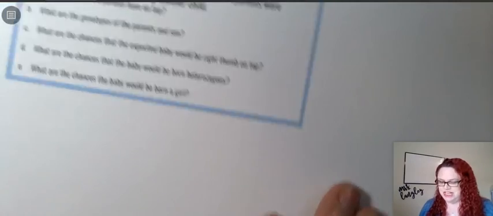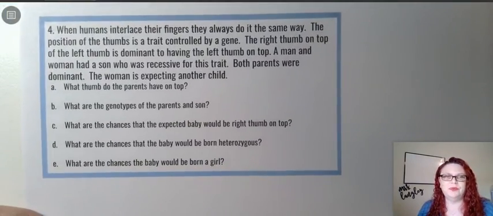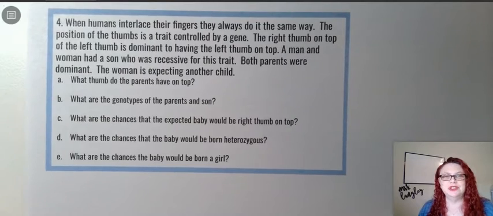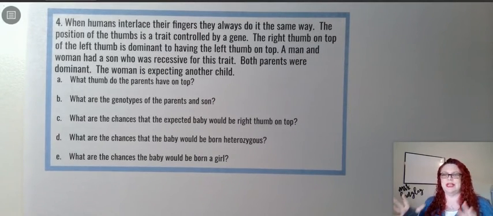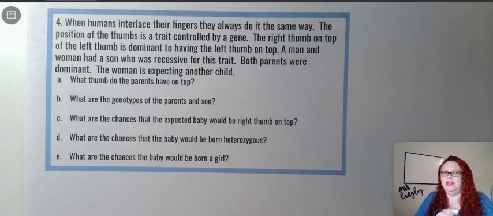All right, we're going to change now. We're going to talk about humans. In humans, when humans interlace their fingers, they always do it the same way. So when you go like this and fold your hands, the position of the thumb is a trait controlled by a gene. The right thumb on top of the left is dominant to having the left on top. A man and a woman had a son who was recessive for this trait. Both parents were dominant, and the woman is expecting another child.